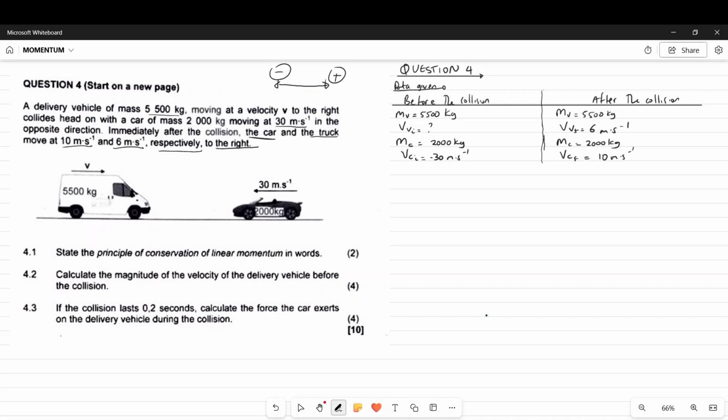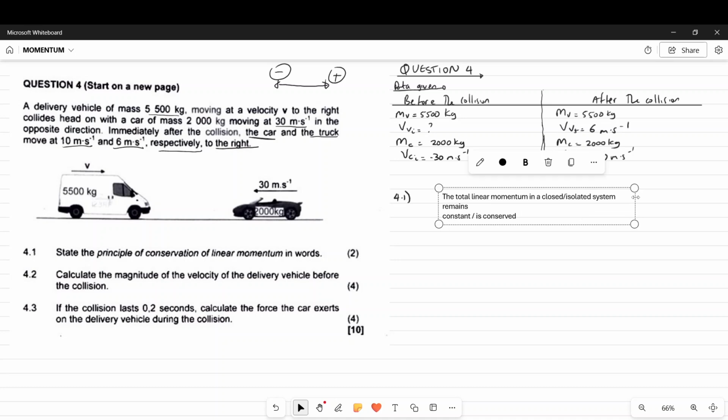So this is how you always analyze the information, to avoid confusion. Now for 4.1, let's start. 4.1 tells us to state the principle of conservation of linear momentum in words. I'm pretty sure you are capable of answering that. The total linear momentum in an isolated system remains constant, or is conserved. We can leave it like that, or you can put it in your own words, that's fine.